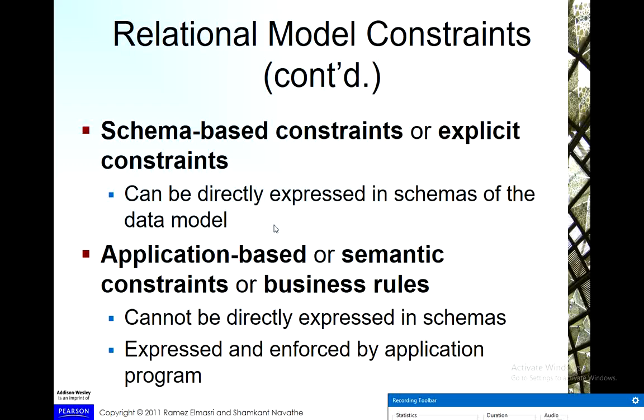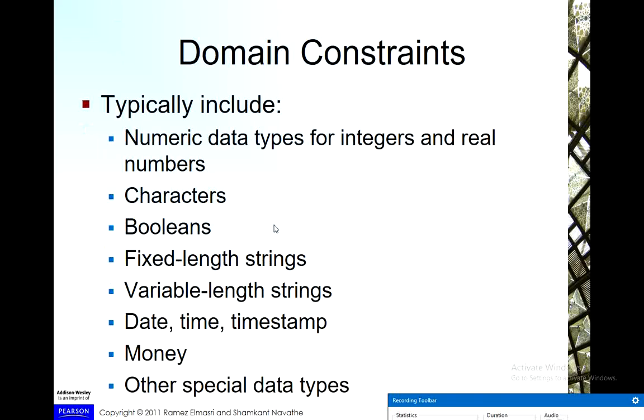We call it an application-based constraint, or semantic constraints, or business rules. This is implemented in the application itself, but it's not part of the schema-based constraints. It's not created implicitly with the database.